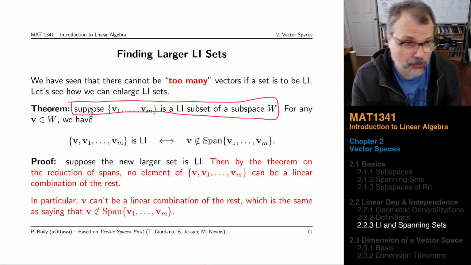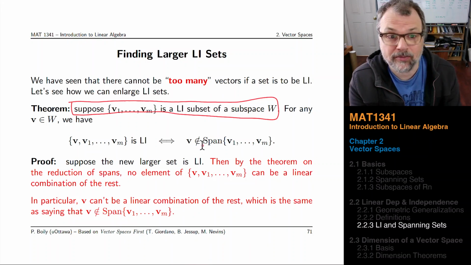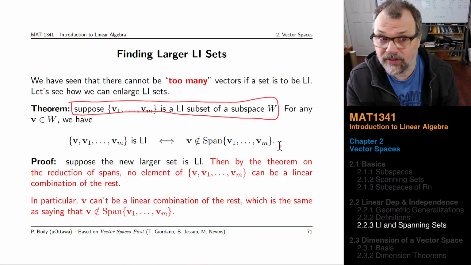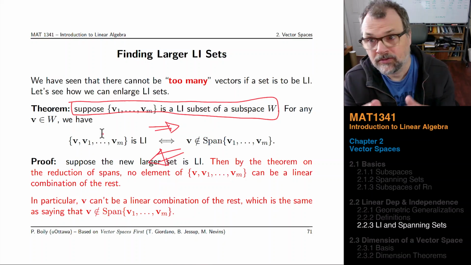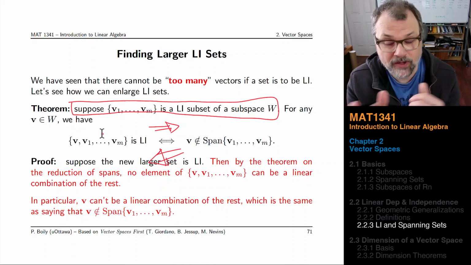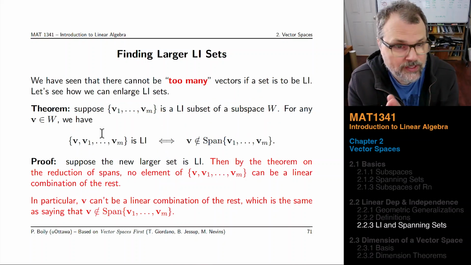We have two things to show. We have to show that if v and the m vectors form a linearly independent subset, then v cannot be in the span of v1 to vm. So that's one thing to show. We've got to prove this direction, and then we also have to prove the other direction, that if v was not in the span, then in fact the m+1 vectors would be linearly independent. So let's start with the first direction.